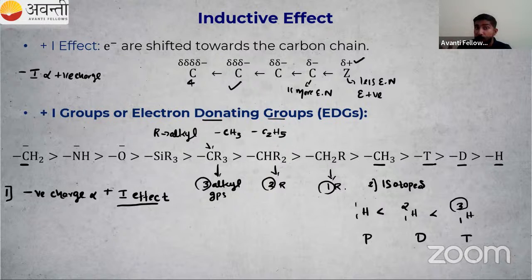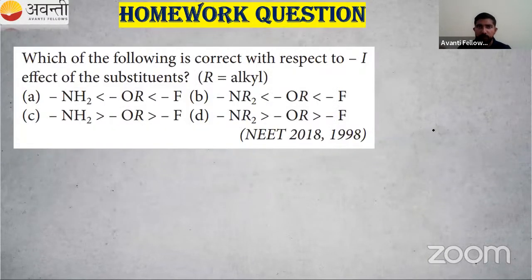Then different isotopes of hydrogen: protium, deuterium, tritium. Due to the isotopic effect, tritium has higher plus I. This also we have studied. This was our homework question. Can you tell me the correct answer? What is the correct answer for our homework question?